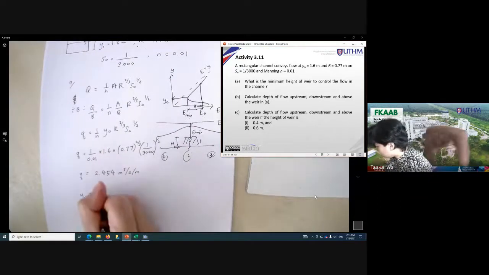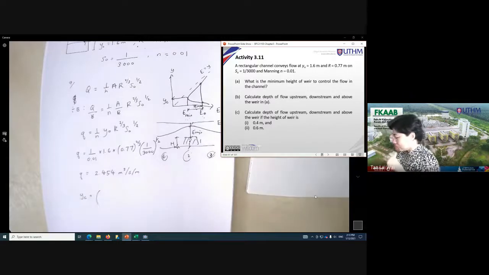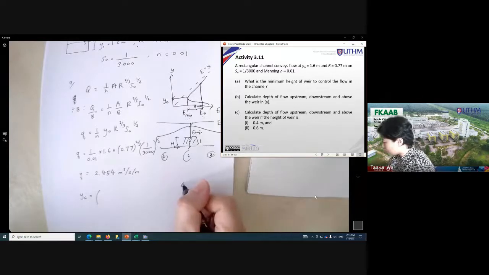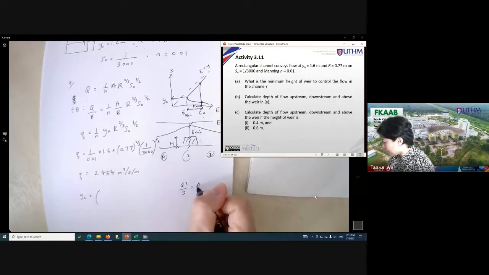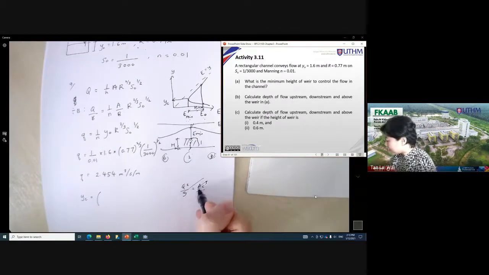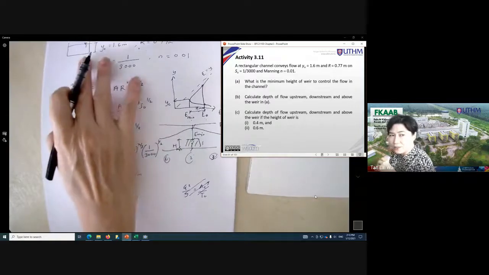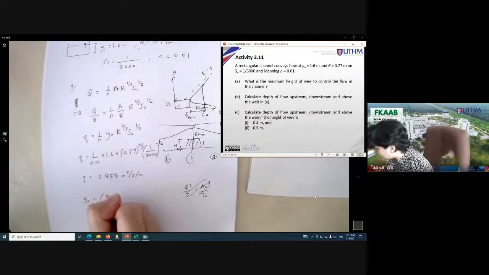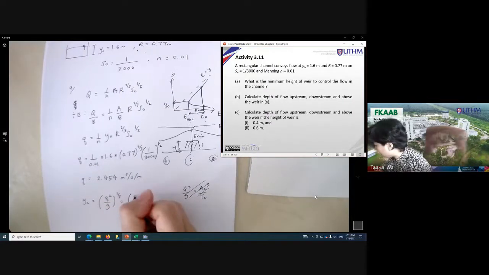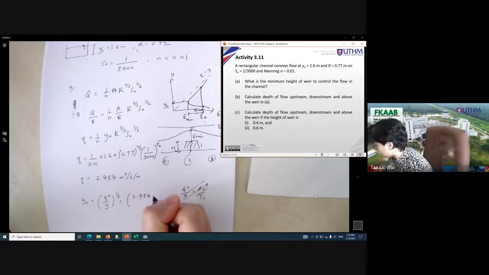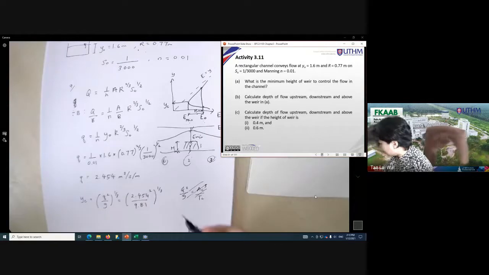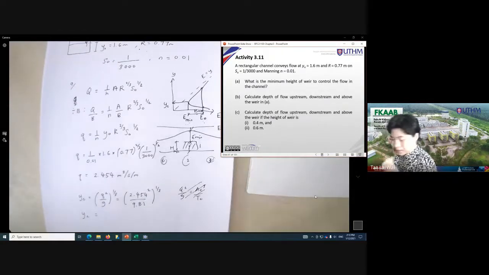So YC would be, now, if it's not a rectangular section, of course you need to use this equation. But now I can actually simplify it because I have a rectangular section. I'm using this equation here. That is why I need to find my discharge over unit width. So what is my depth of critical flow, please?